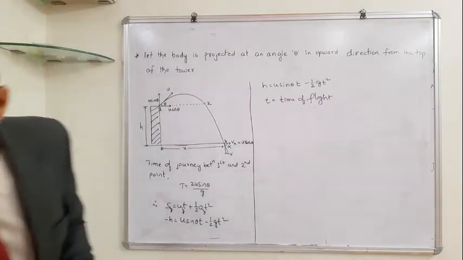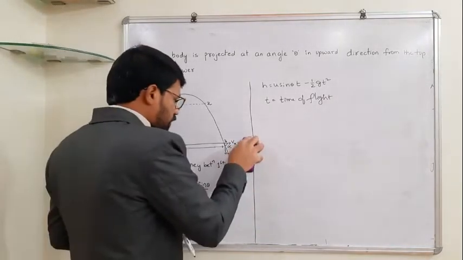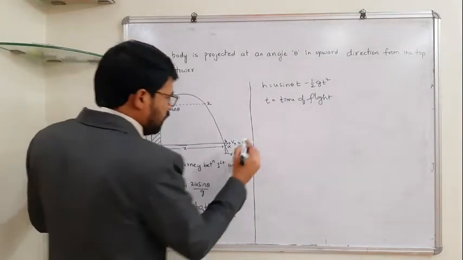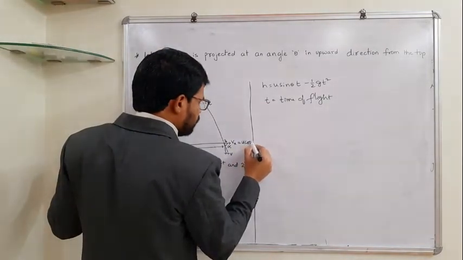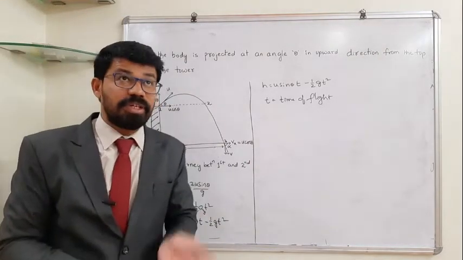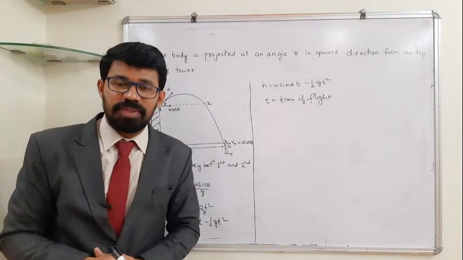It remains constant. Like in the case of oblique and horizontal projectile, the horizontal velocity doesn't change because it's perpendicular to acceleration due to gravity. It is not being controlled by the gravity. Only vertical components are influenced by the gravity.